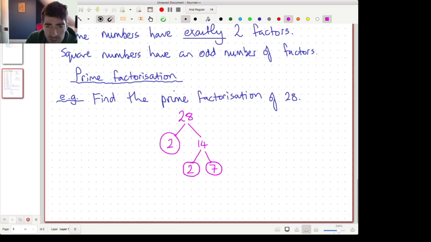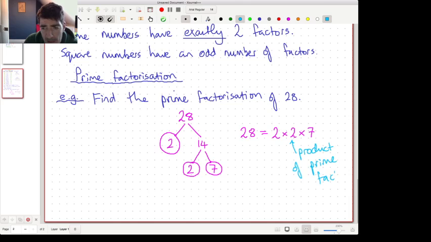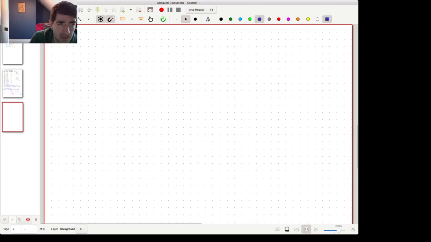So then what we would say is that 28 can be written as 2 times 2 times 7, and this is what we call a product of prime factors, or the prime factorisation. Okay, and that's it. And the fundamental theorem of arithmetic states that this product of prime factors will be unique for each positive integer. So we'll do a couple more of these because they're quite quick, and then you've got some questions to practice.